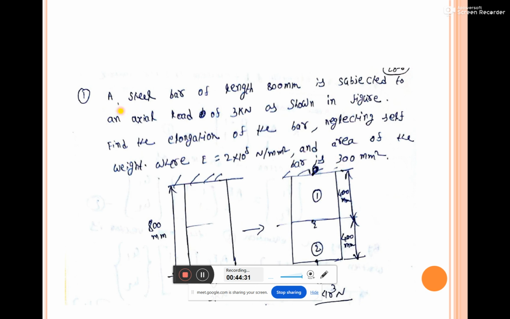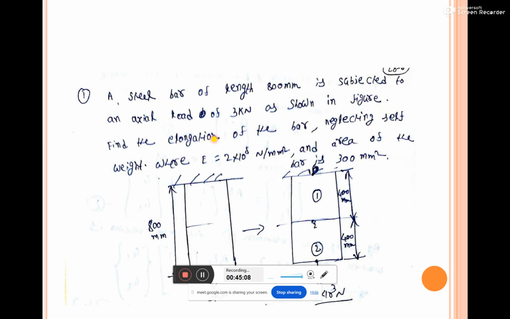A steel bar of length 800 mm is subjected to an axial load of 3 kilonewton as shown in the figure. Find the elongation of the bar. The same elongation we can also find out by using delta L is equal to PL by AE. But we are not using that one here because we have to use the FEM method. We have to solve this particular problem by the FEM method.